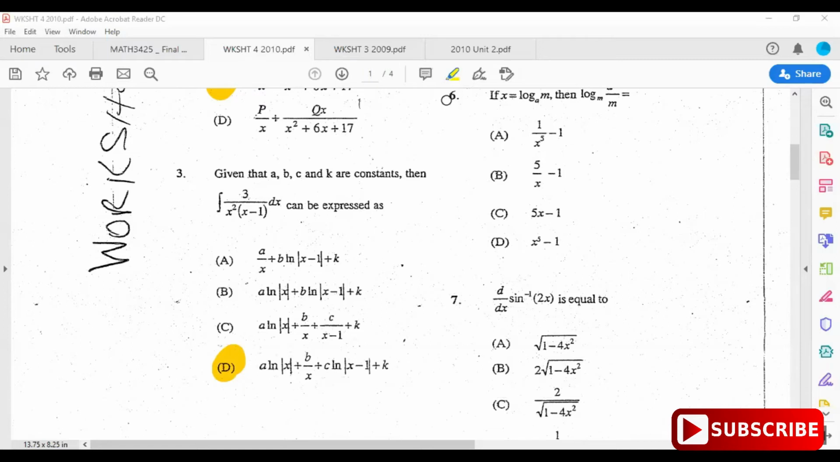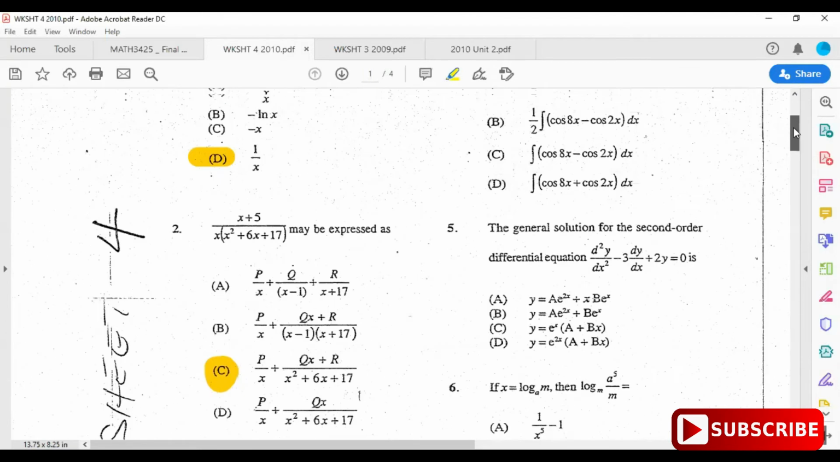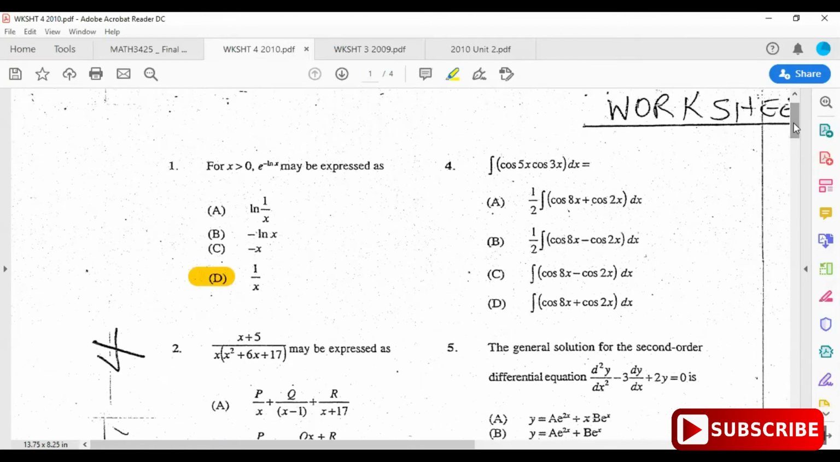All right. Next question. So we're clear with that one, right? Yes, sir. Continue. Question 4 asks us what is the integral of cosine 5x times cosine 3x. Now to integrate cosine 5x times cosine 3x, we have to remember some trig identities.